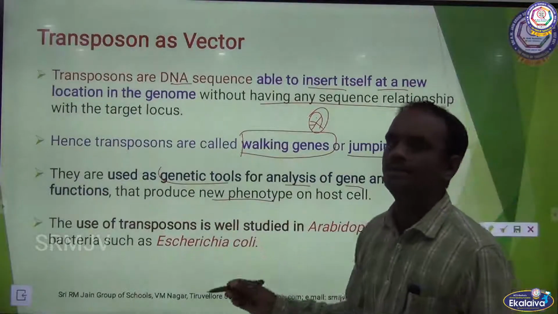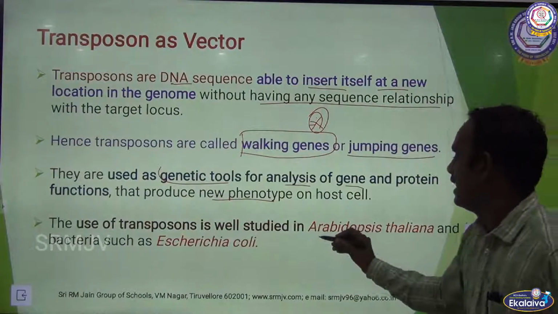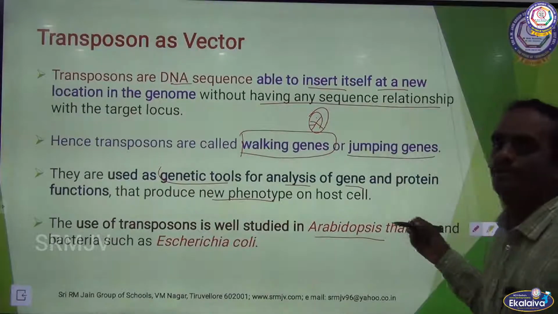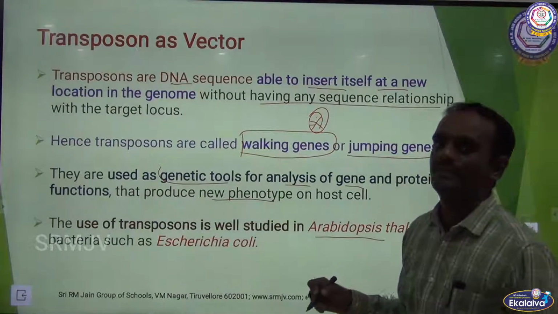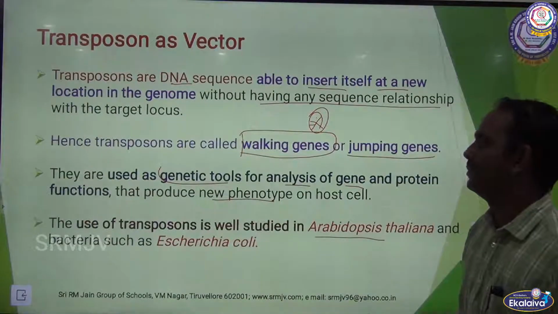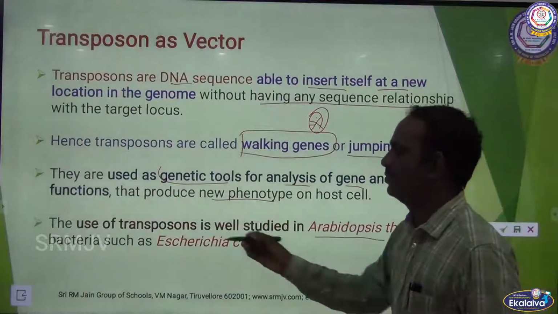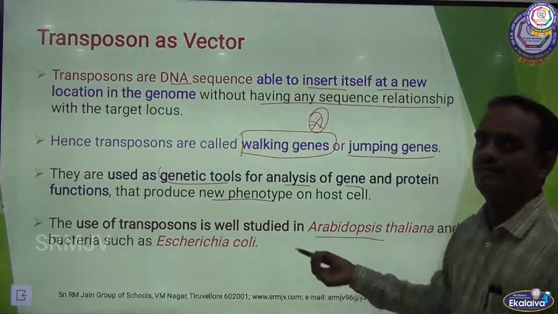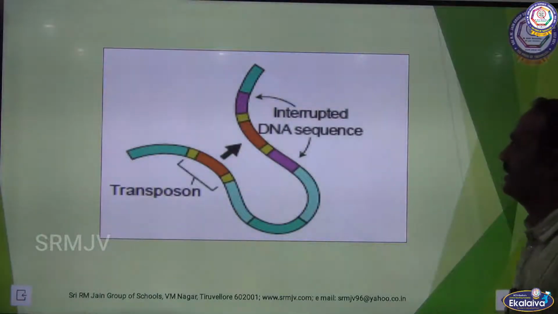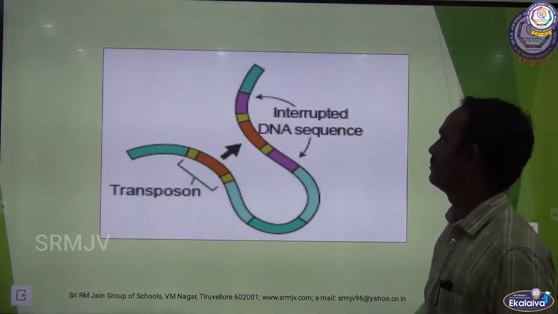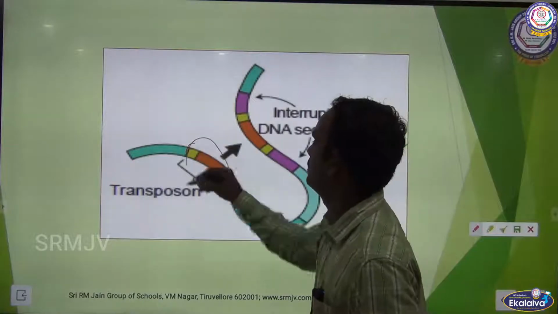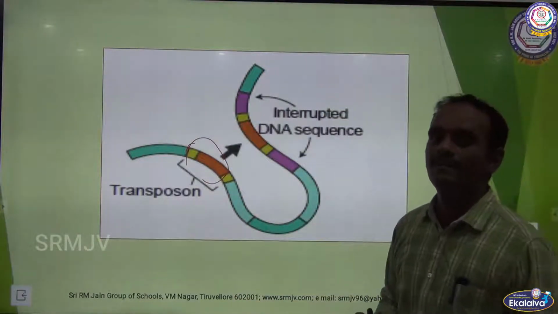The use of transposons is well studied in Arabidopsis and also in bacteria such as E. coli. So in Arabidopsis and E. coli, this transposon is used in many ways. See the picture of a transposon. This particular part is said to be the transposon. It is a DNA segment.